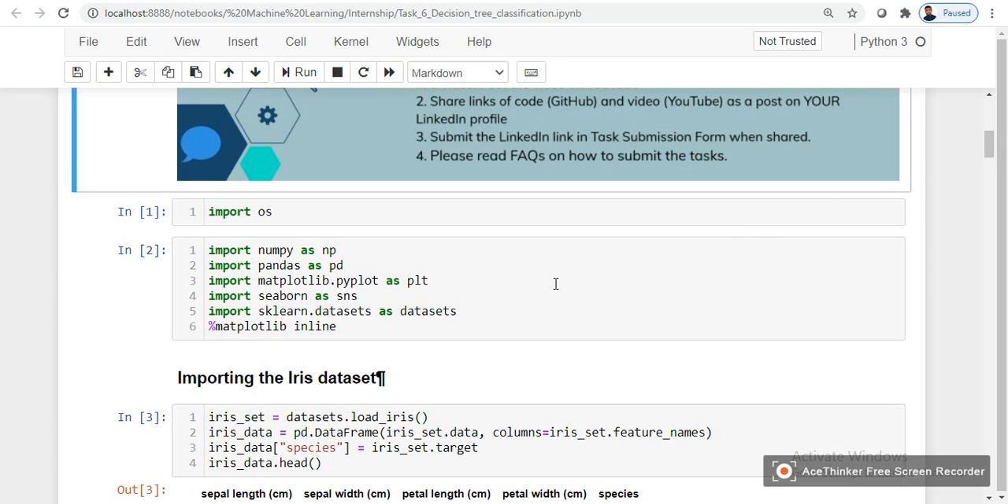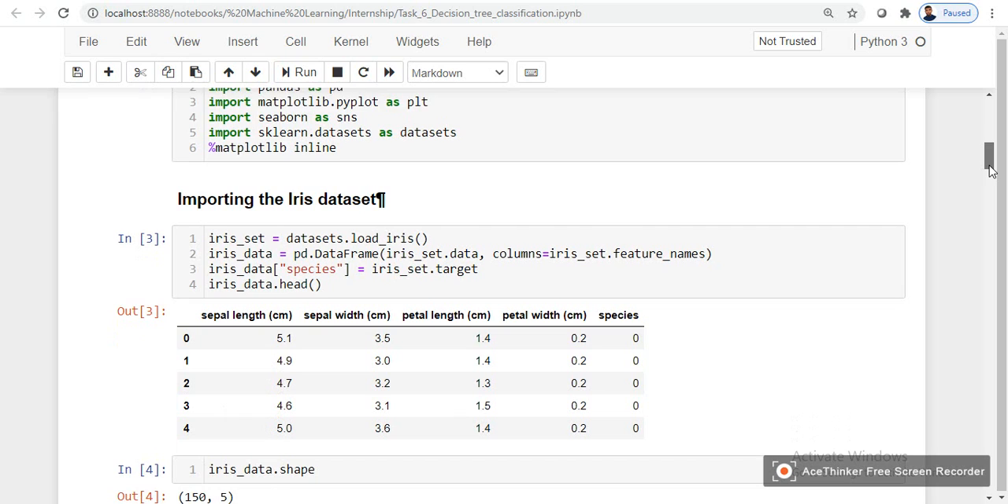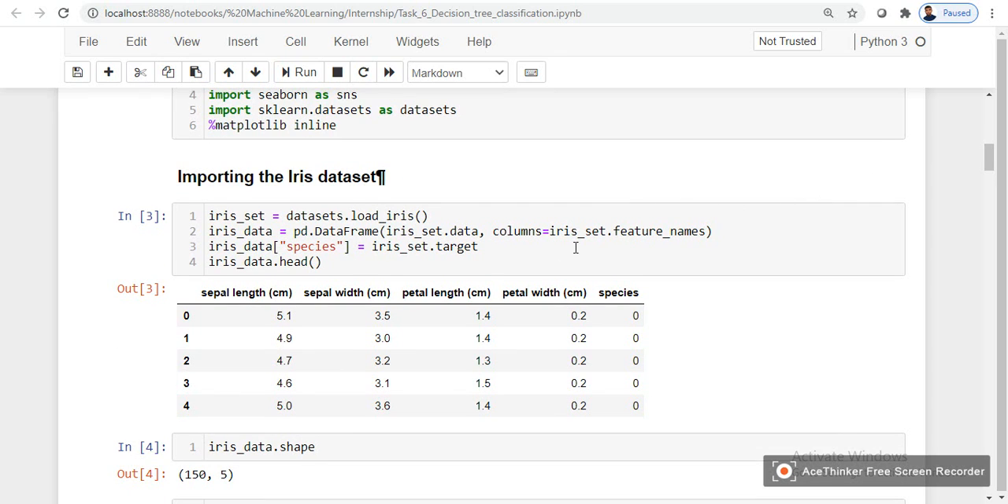Here are the libraries that I am importing for this task. Now, in order to get the dataset, we are importing it from the library called Datasets. Let us have a look at how the dataset looks. So the dataset has 5 different kinds of features, out of which 4 are the independent features and the fifth one is the target variable, that is species type.